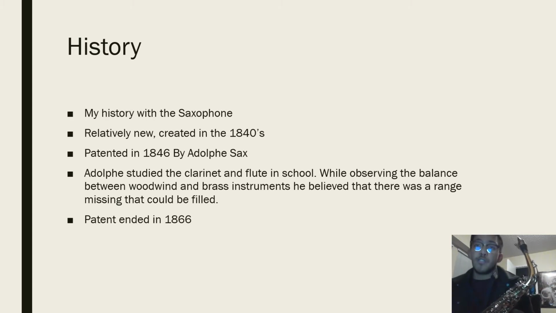So Adolph, when he was in school, studied clarinet and flute, and while he was observing the balance between woodwind and brass instruments, he thought there was a missing range that he could fill by creating an instrument that was a combination of brass and woodwind. That's why the saxophone, if you look at all the other woodwind instruments, looks the most different, because it's obviously made out of brass. So yeah, the patent ended in 1866, and since then, a lot of different companies have started making their own saxophones.